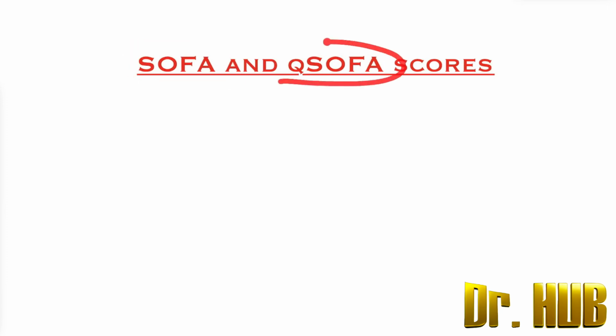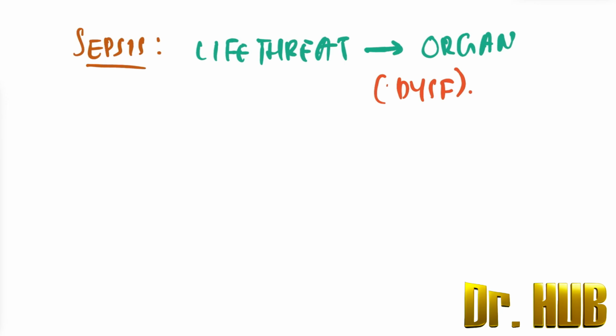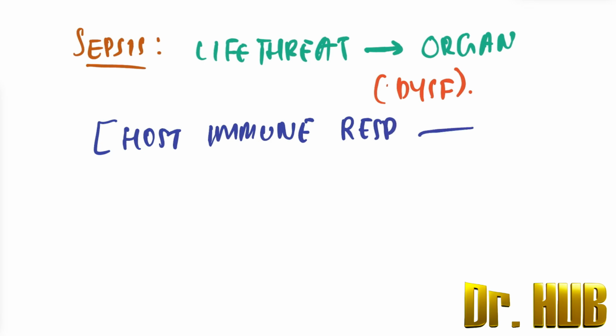SOFA and the qSOFA scores. So before we get here, we need to know about sepsis. Sepsis is defined as a life-threatening organ dysfunction. So it involves the organ and it results in dysfunction. This is due to an unregulated host immune response to infection.